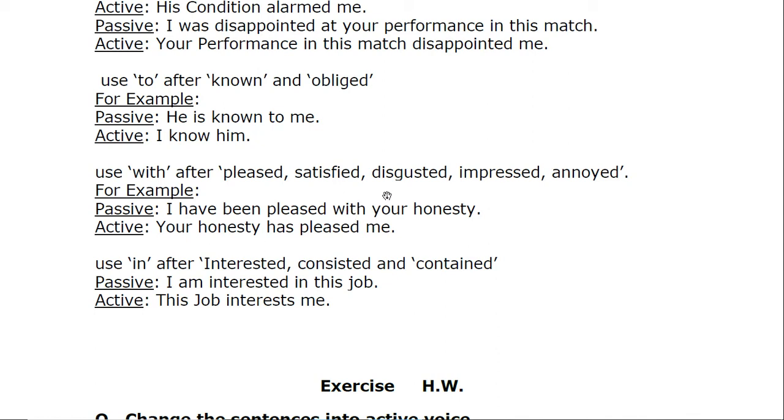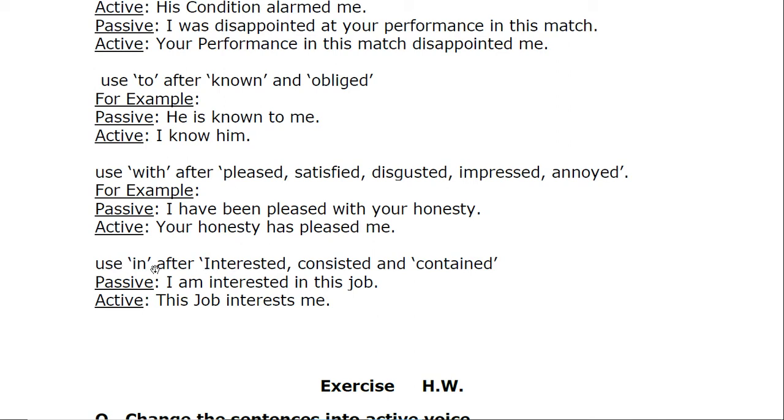तो by के बाद जो भी है वो पहले आता है. That is your subject. So your honesty, instead of have been pleased, past tense you will write has pleased. Has pleased. किसको please किया? Me. Has pleased me. Now to refer to this, whether you have to use has pleased or have been pleased, remember the table I gave you, you will look over there. Check your table, you will find it over there.